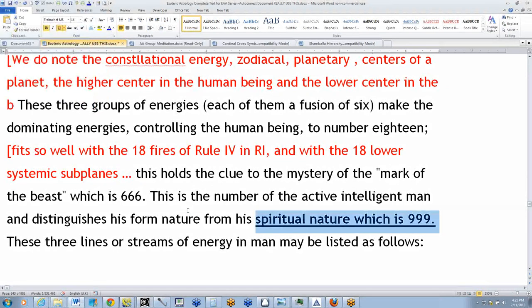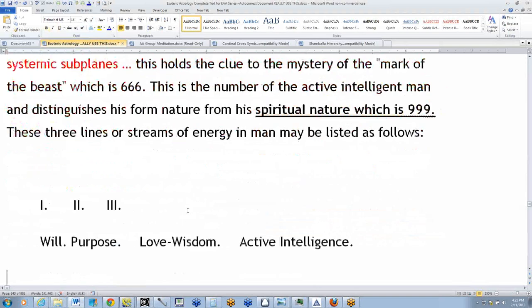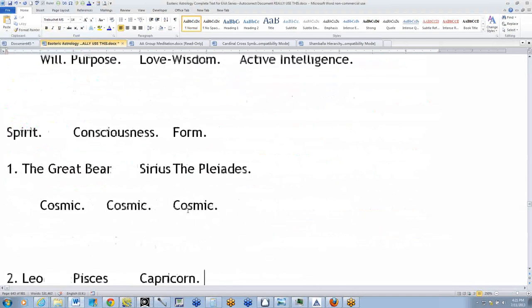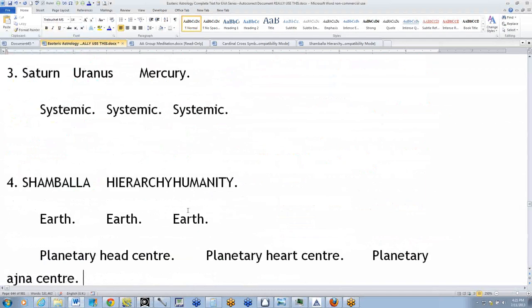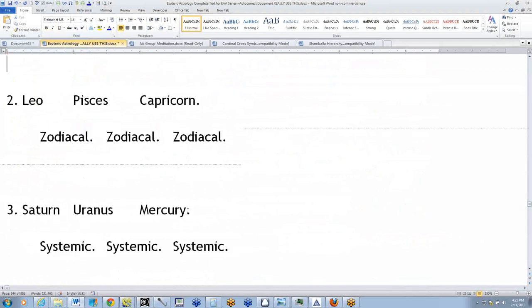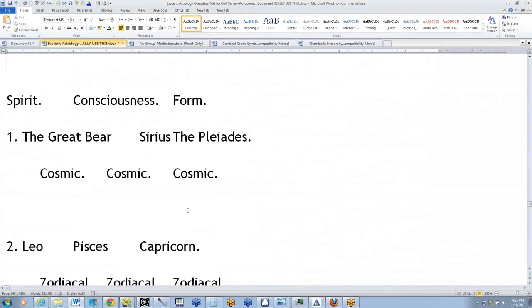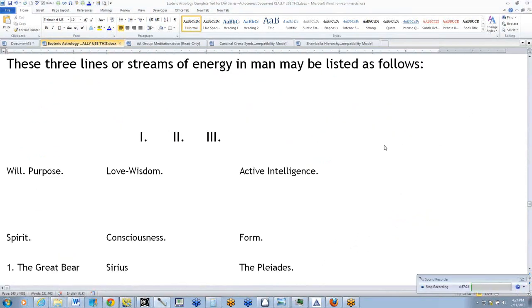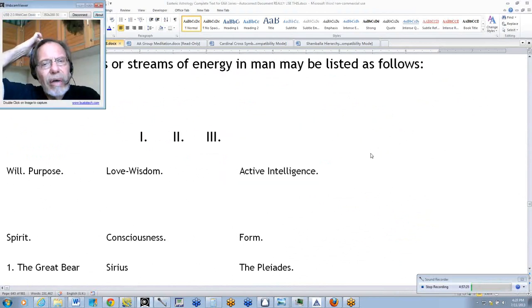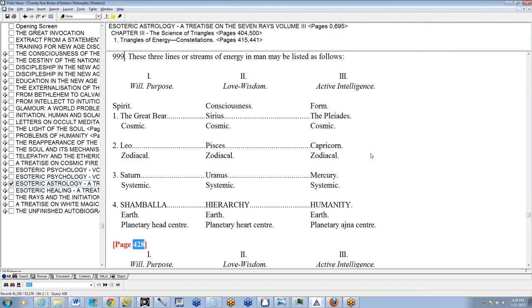These 3 lines or streams of energy in man may be listed as follows. And I think, again, one needs here a little bit of work, which I'll do to line up the columns properly. We have 3 streams of energy as follows, and I think we might do better. I've tried to get these all together in this particular document, but we might be better in turning to the book itself. Will, Love, Wisdom, and Purpose.